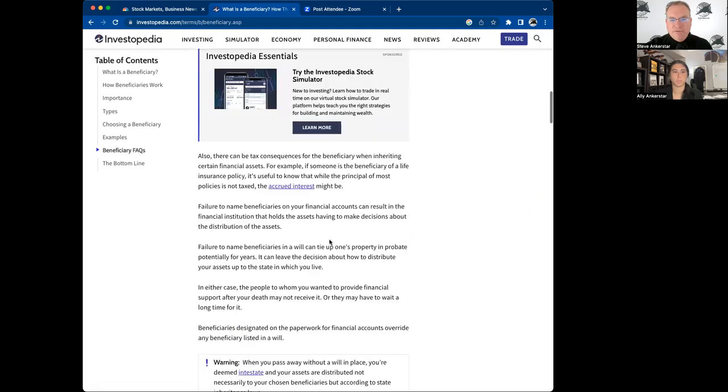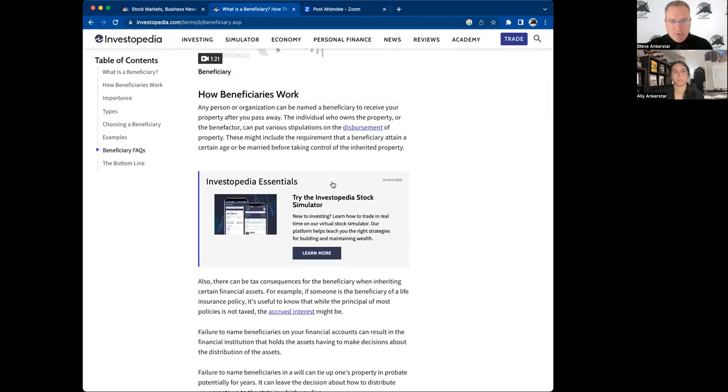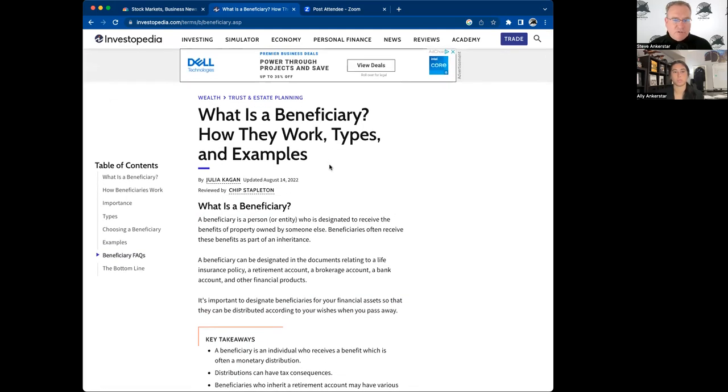Again, check out Beneficiary on Investopedia if you want more information or want to read through that at a slower pace than we were going. But the bottom line, it's the only time we're going to talk about it this year, really. So think about your accounts when you see this. Think about, do I have everything set up exactly how I want it? And if you have any questions, reach out to us here, and we would love to help you out.